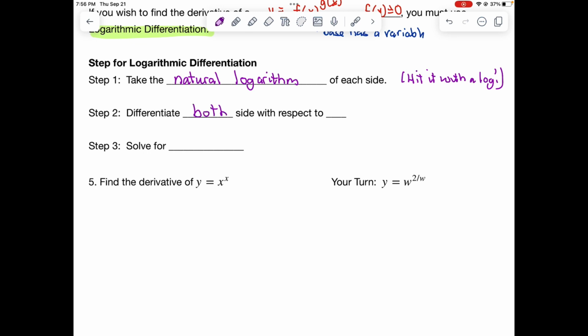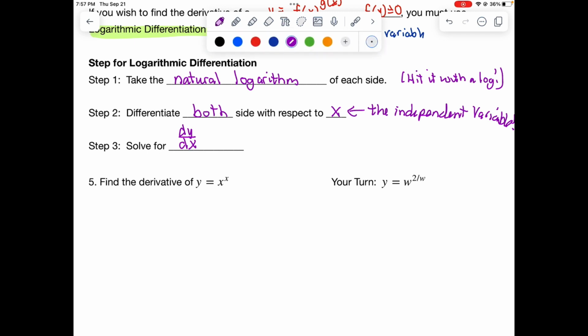Once you do that, then you're going to differentiate both sides of the equation, not just one side of the equation. We're going to take the derivative of both sides of the equation with respect to the x variable, or whichever variable is your independent variable. It is crucial that you recognize that we're taking the derivative with respect to the x variable. And then in the resulting equation, you're going to solve for dy dx, your derivative of y with respect to the x variable. So let's see how this works in action.